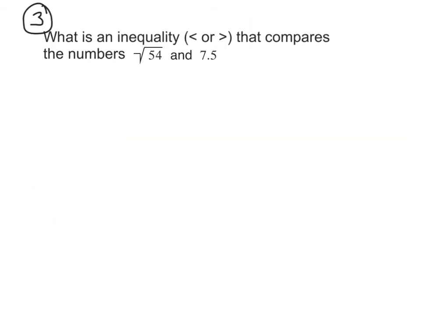All right, next one, what is an inequality, so that's your less than or your greater than, that compares the numbers square root of 54 and 7.5. So let's go back real fast. Let's figure out what square root of 54 is. Again, when we compare these, the easiest way to compare them is with decimals. So I'm going to take the square root of 54, and I get 7.34. And then I have the 7.5.